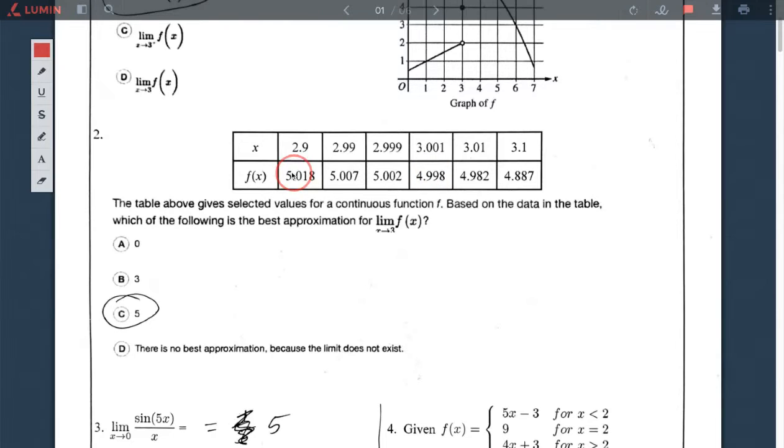Remember 2 things. These values right here, all of these values have to be very, very close. If they're not very, very close, then you're not going to have a limit. In this case, they're all very, very close. And then in the middle, between these 2 values is 5, so that means 5 is going to be our limit.